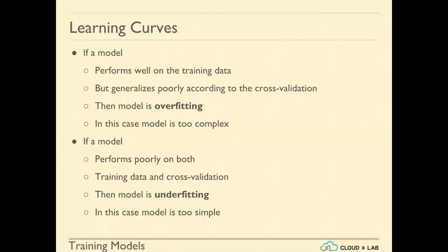Now, if a model performs poorly on both training as well as cross validation, that means we need to add more features to it. So if your model is performing badly in both cases, training as well as test, that means it is underfitting.